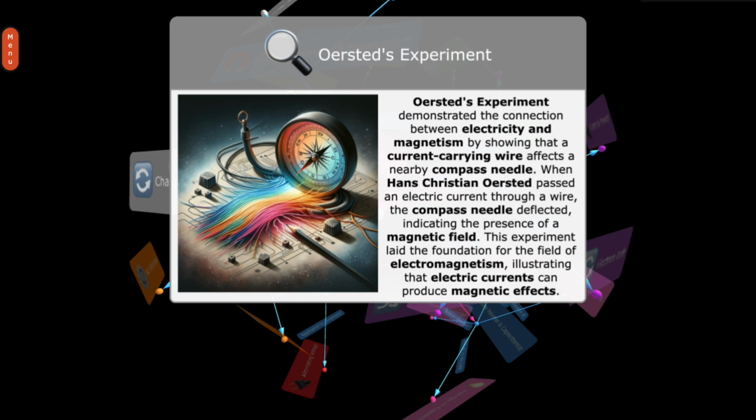Oersted's experiment demonstrated the connection between electricity and magnetism by showing that a current-carrying wire affects a nearby compass needle. When Hans Christian Oersted passed an electric current through a wire, the compass needle deflected, indicating the presence of a magnetic field. This experiment laid the foundation for the field of electromagnetism, illustrating that electric currents can produce magnetic effects.